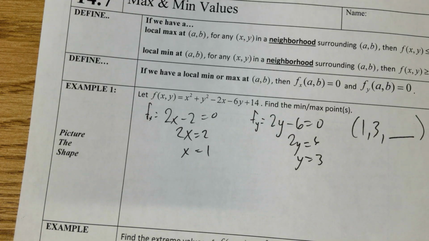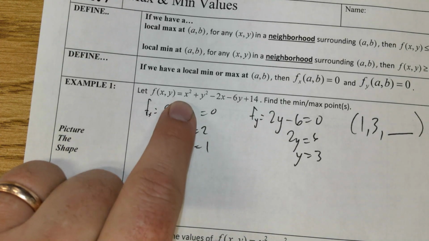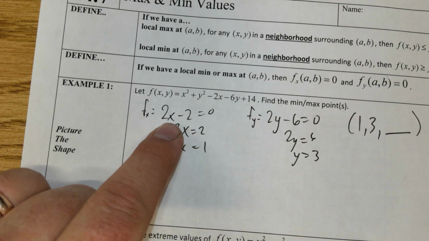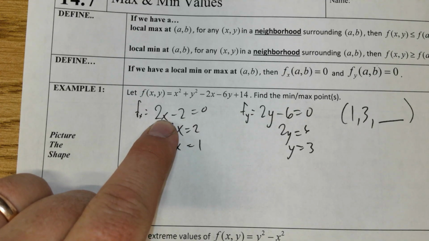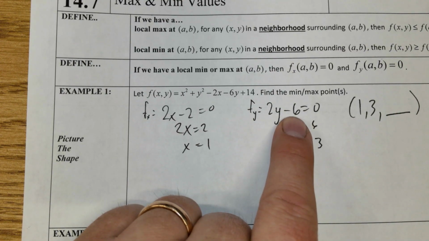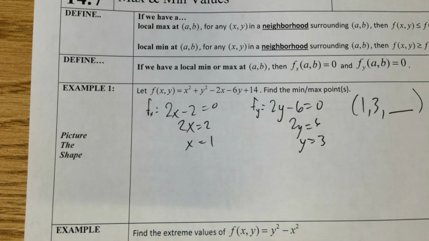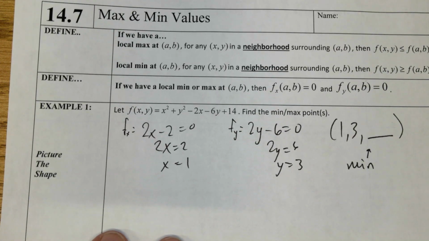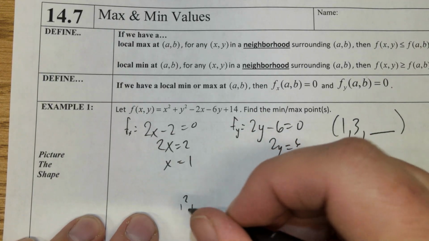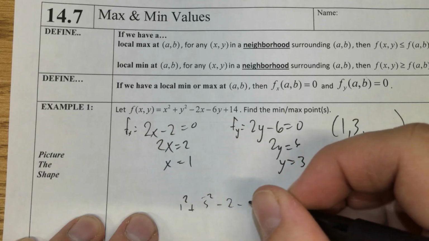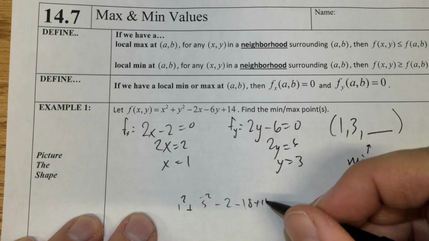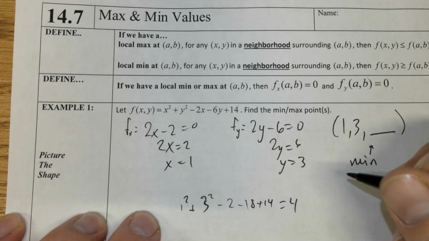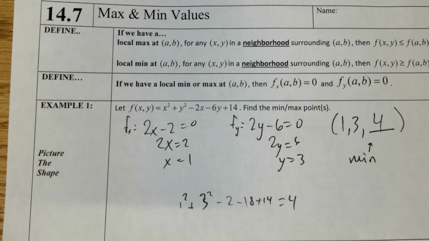Now, personally, I'm looking at this thinking this is a positive upward facing parabola. I could also be thinking, hey, my slopes go from negative to positive as they cross over these. So this should be a min. But let's just double check it. I plug in 1 squared plus 3 squared minus 2 minus 18 plus 14, and I get my final coordinate here of (1, 3, 4). And that should be a minimum.